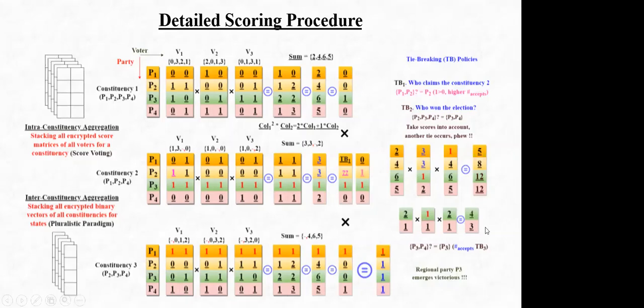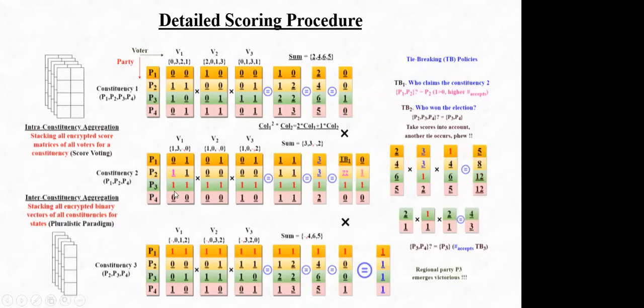Now just the more significant bits. That means essentially they represent the number of scores of 2s and 3s obtained by a particular party. So in this particular case, P3 emerges victorious. P3 is a regional party in this case because P3 is participating in constituency 1 and constituency 3 only, whereas P1 is having national presence. So there are 2 types of parties.